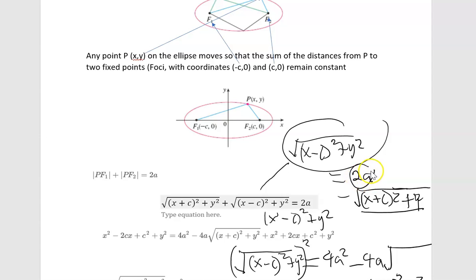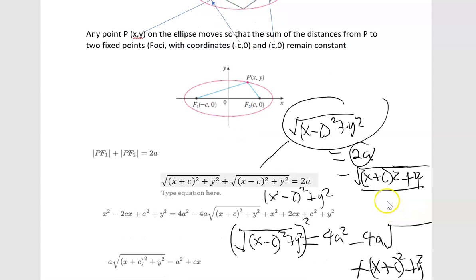When I square the other side, it has two parts: the square of the first term, which is 4a squared, minus twice the middle term, that is, 2 times 2a, which is 4a, times this radical. And then the square of the second term, where the radical goes away, and you just get x plus c squared plus y squared.